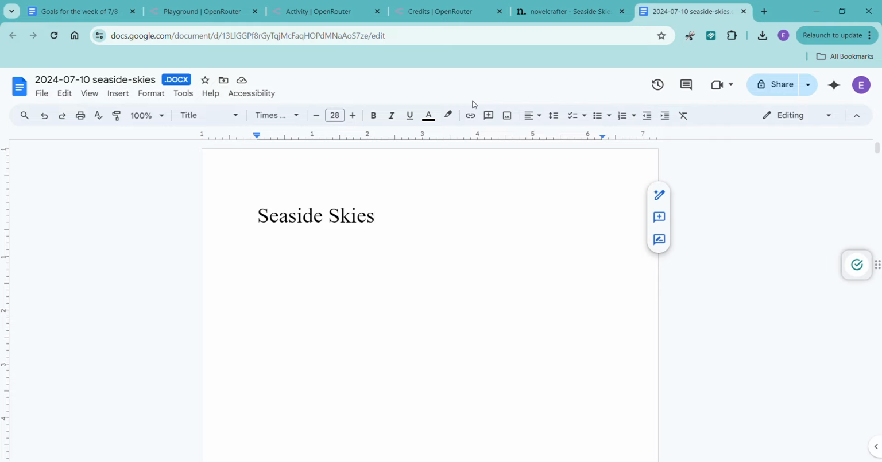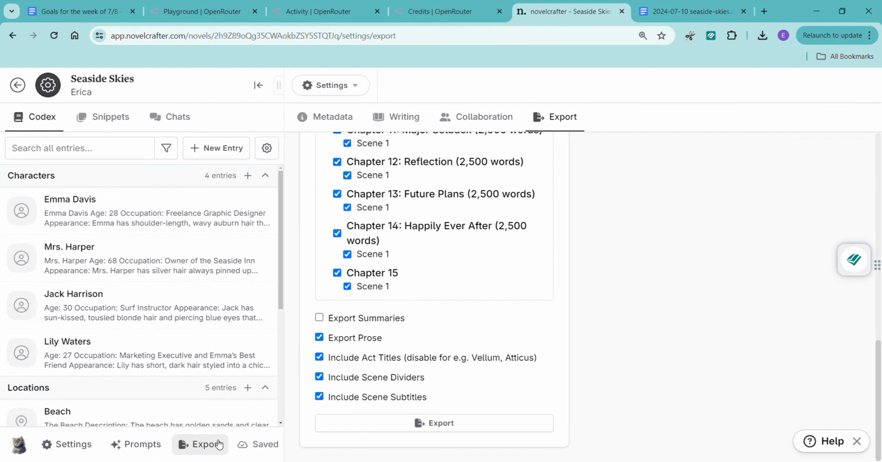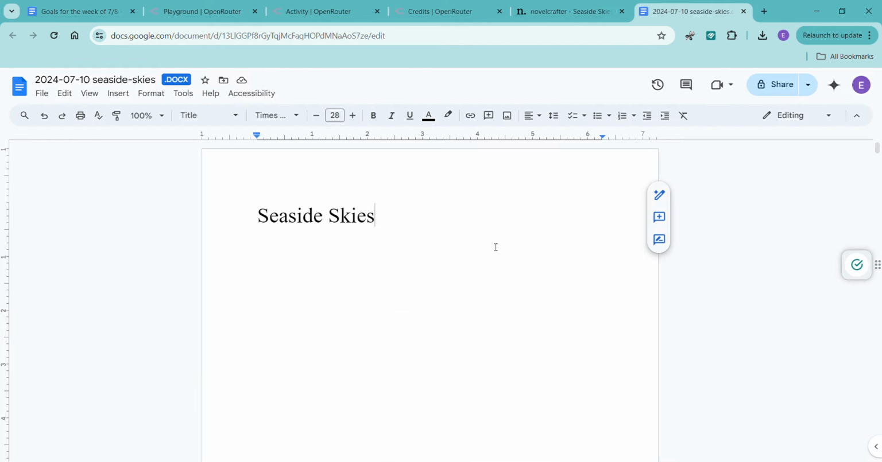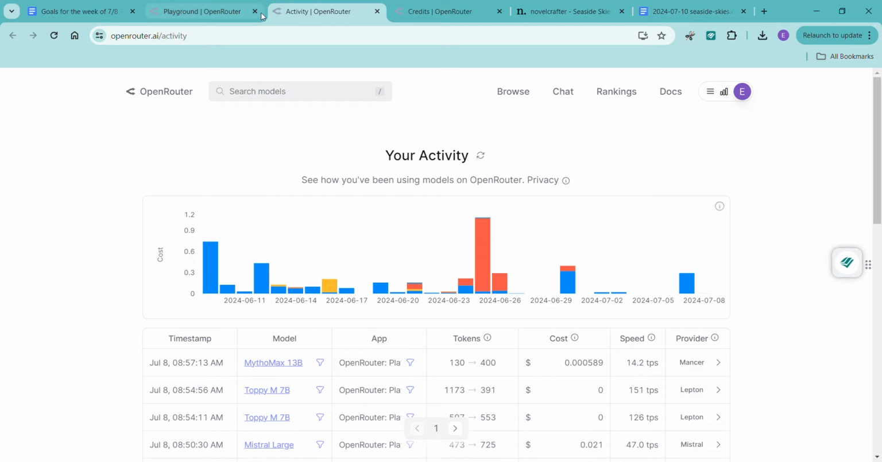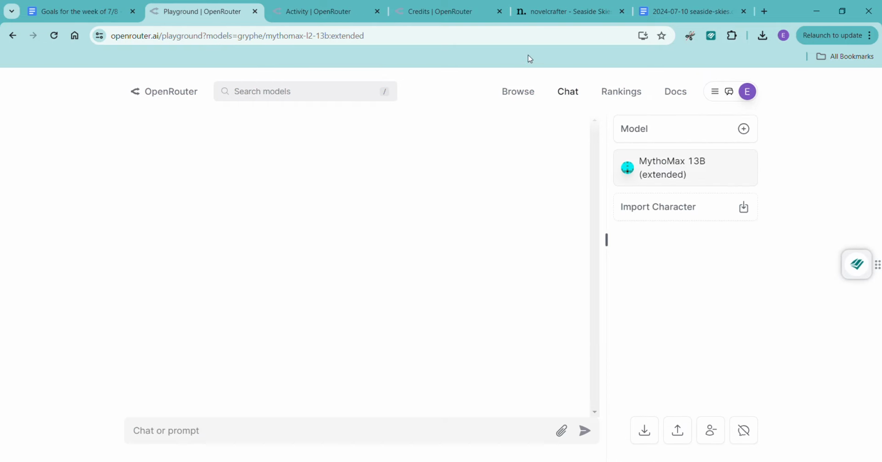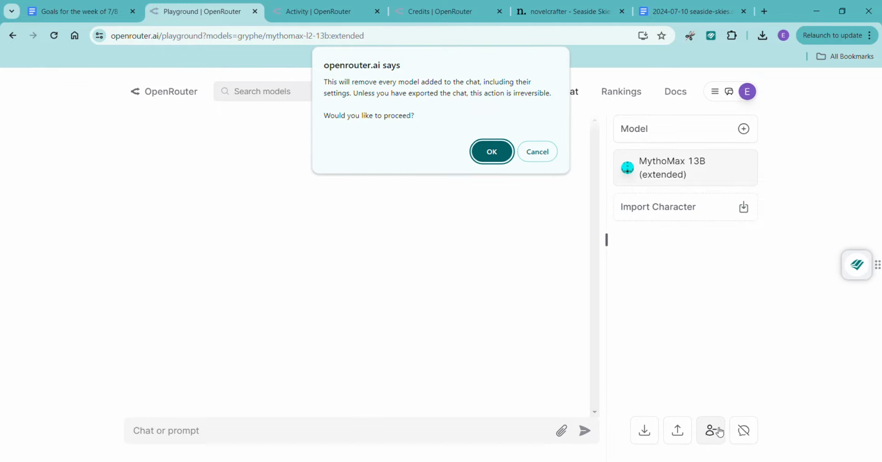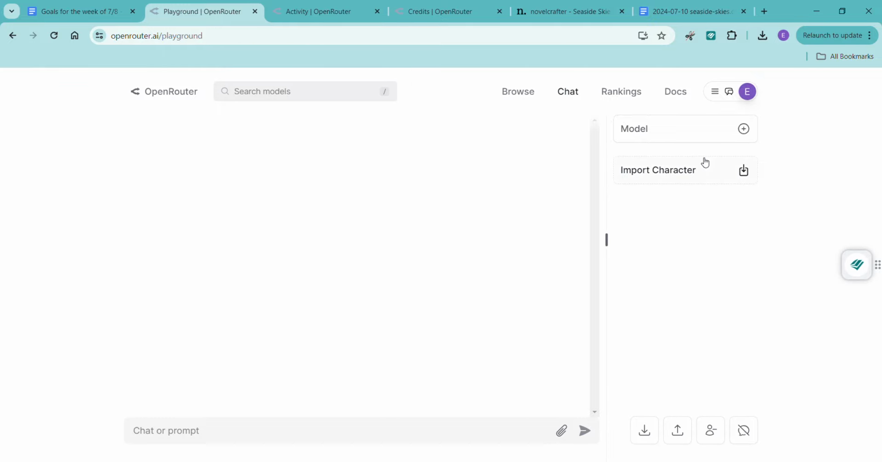So for Seaside Skies, which is just the 30K in 90 minutes book that we did a while ago, I exported it here from Novel Crafter because that's where we wrote it. And then I have OpenRouter here. I'm going to go ahead and clear the models. You can absolutely do this in Poe too if you prefer Poe.